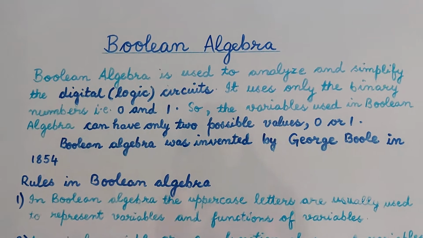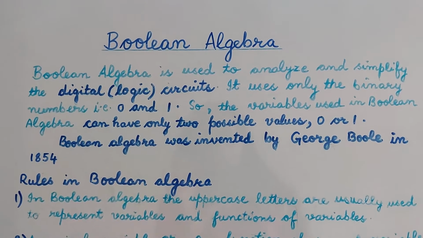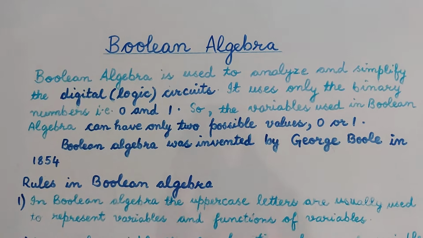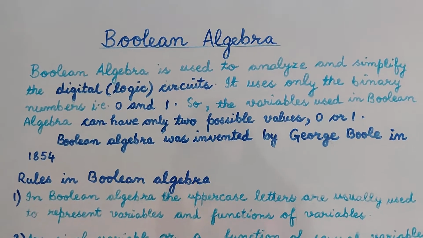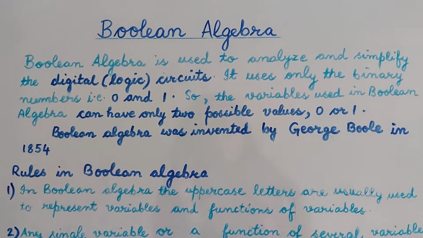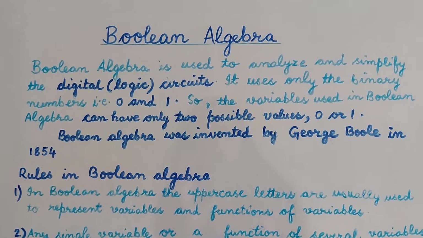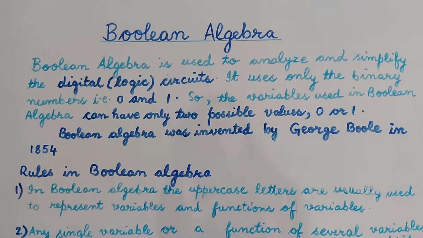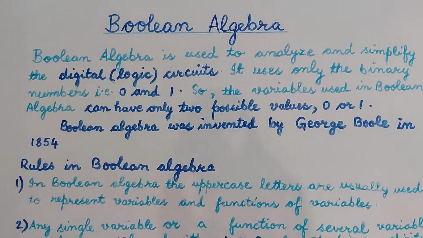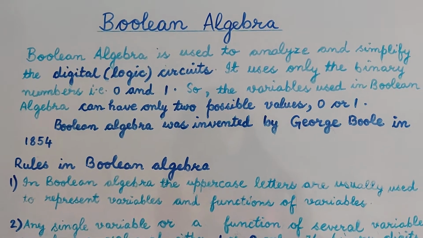In today's lecture, we will discuss the topic Boolean Algebra. First, we will try to know what is Boolean Algebra. Boolean Algebra is used to analyze and simplify the digital circuits. It uses only the binary numbers, that is 0 and 1. So, the variables used in Boolean Algebra can have only two possible values, 0 or 1.